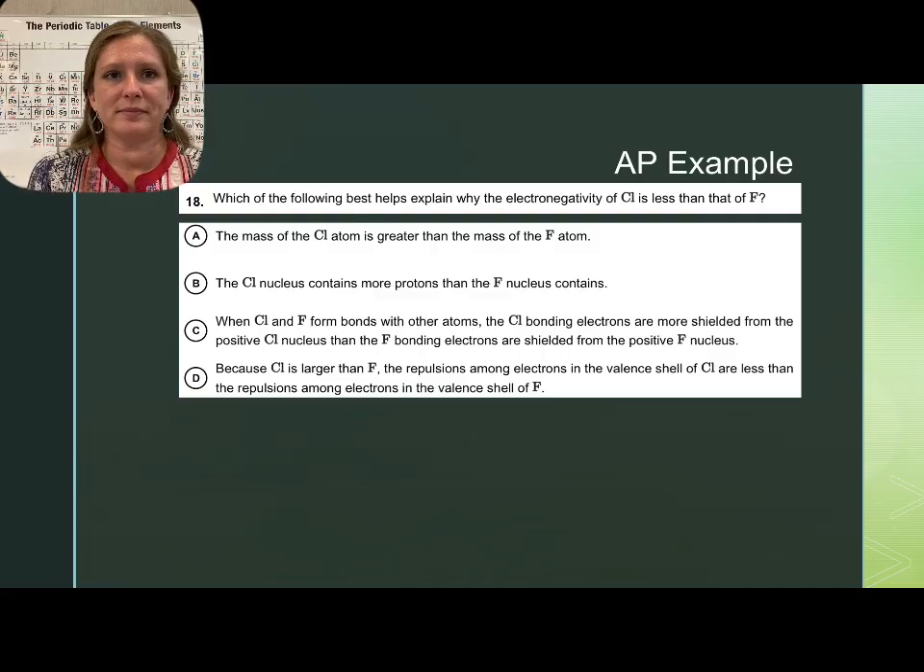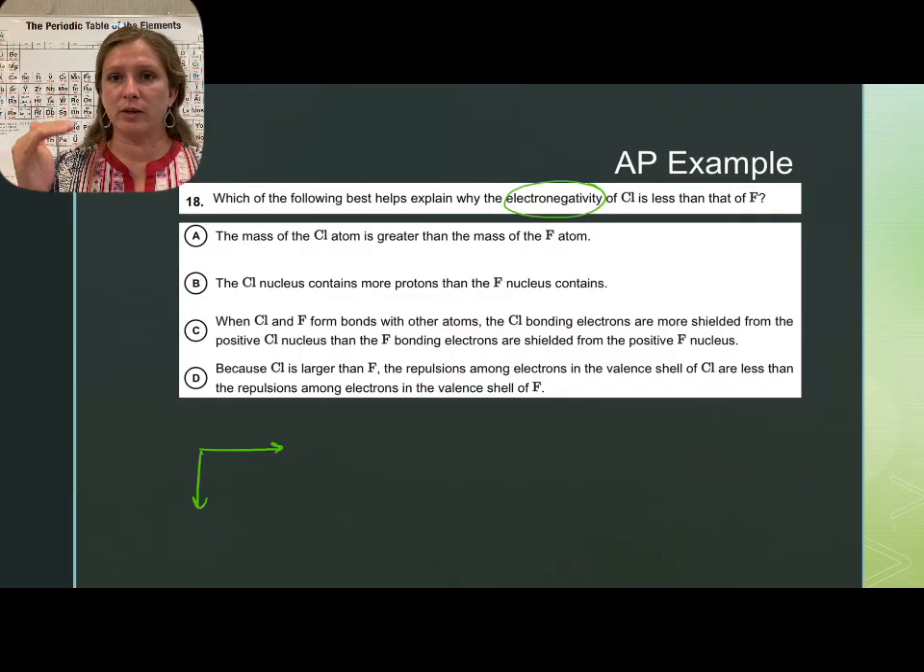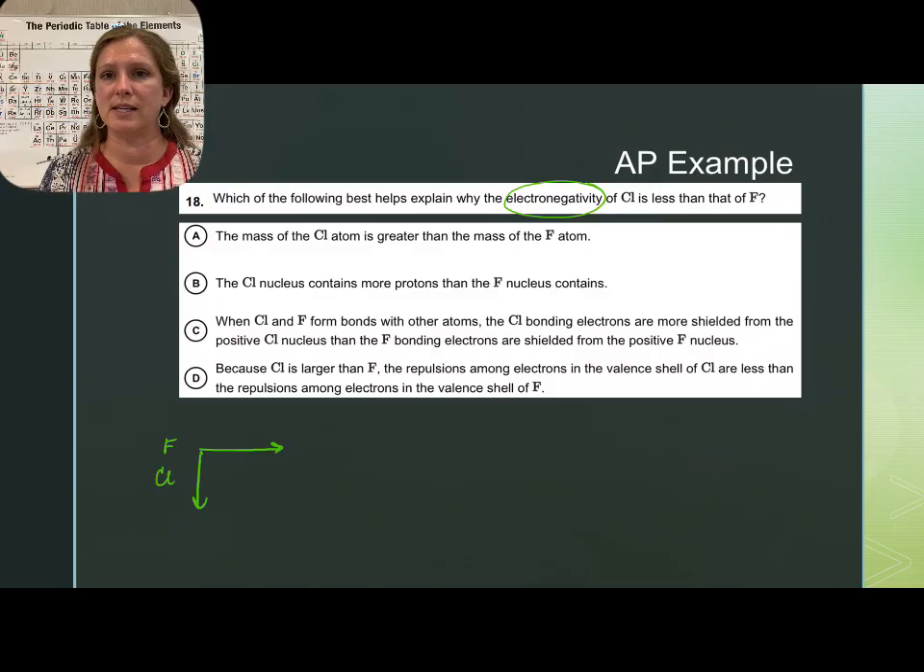Okay, so it says the electronegativity of chlorine is less than fluorine, and we just said that that has to do with two things. It could be if you're going across the periodic table or if you're going down. Now, in this case, fluorine to chlorine, chlorine is below fluorine on the periodic table, and so what we see is that it has an additional shell, right? And so what would that result in here?